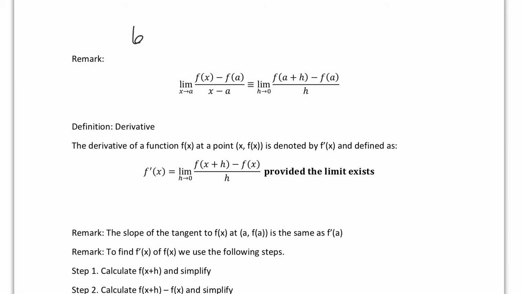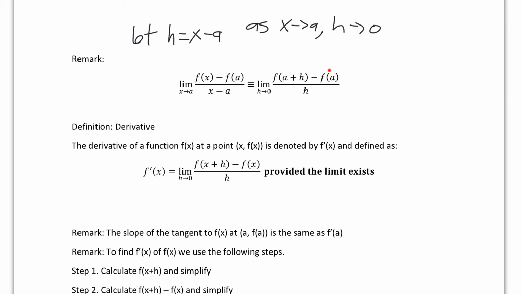We simply let h equal to that bottom, x minus a. So if we do that substitution, then clearly this denominator will become h. And like I mentioned, as x approaches a, h will approach 0.